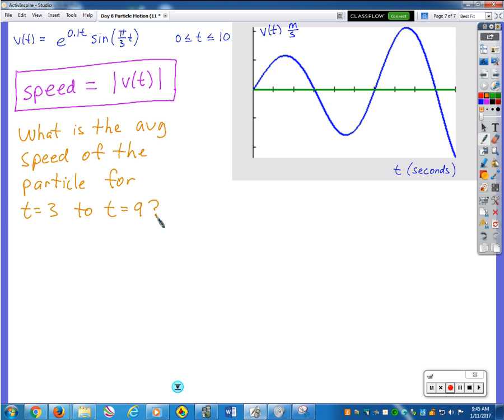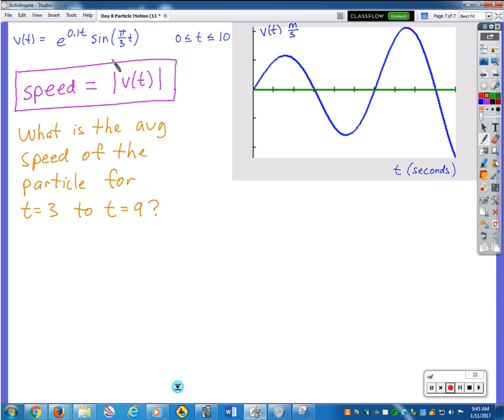Now that you know what speed is, and you've already learned how to calculate the average of any function, someone just remind the class. How are you going to calculate the average speed? Heidi? So I find the absolute value of the velocity. That would be step one, because that will give me the speed function itself. Once I know the absolute value, or I know the speed, what do I do with that speed formula?